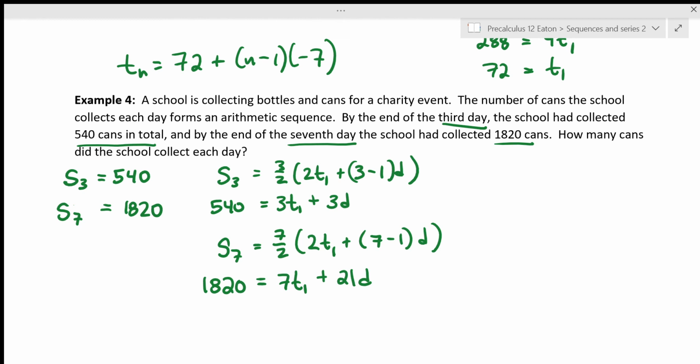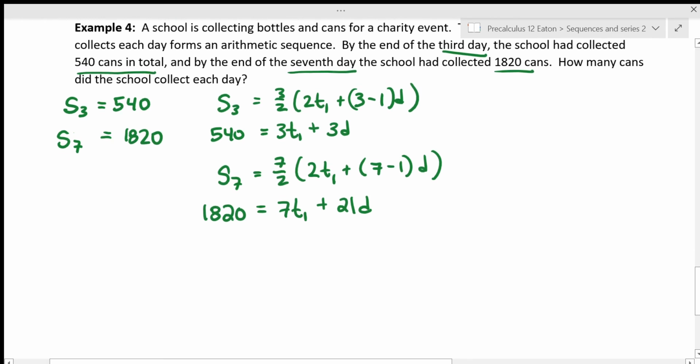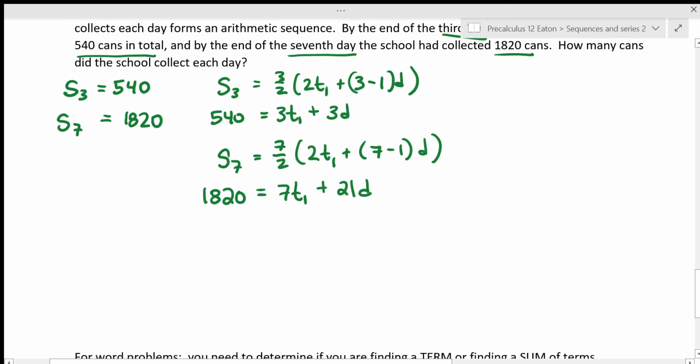Here, I could try to multiply by -7 to get the d's to go away. I'm going to try something else, which is to use substitution, just to review another method of dealing with systems of equations, which is what we are doing here. So what we're going to do is take this top equation and isolate one of the variables. The first thing I'm going to do, I notice that 540 is divisible by 3. So I'm just going to divide everything by 3.